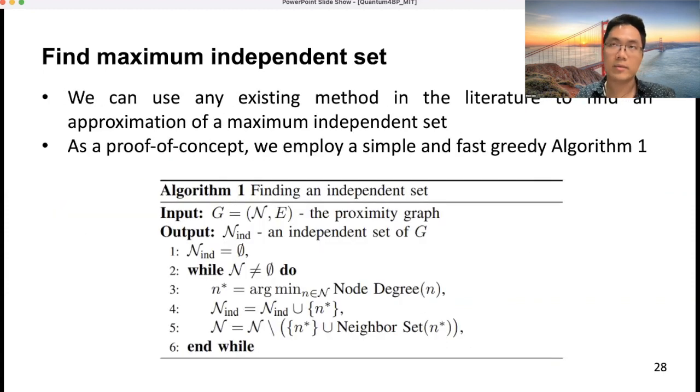And you can see that because those red labeled nodes are also the independent set of the graph. So the first thing I do in my pipeline is to find the maximum independent set. To find the maximum independent set, we can use any existing method to find the approximation. And as a proof of concept, I just employ a simple greedy algorithm.